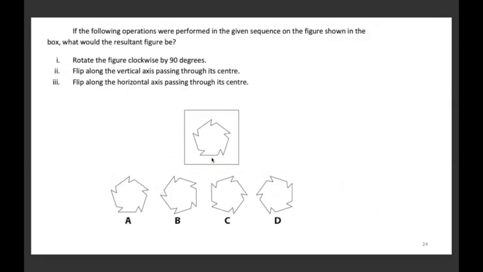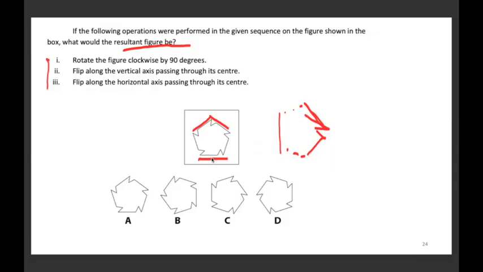In the following, if the following operations were performed in the given sequence on the figure shown in the box, what would be the resultant figure? What would be the resultant figure if I perform all the operations that are given here on this figure? When I perform all these operations in this particular sequence, this part rotated 90 degrees will look something like this, and then the edge here.